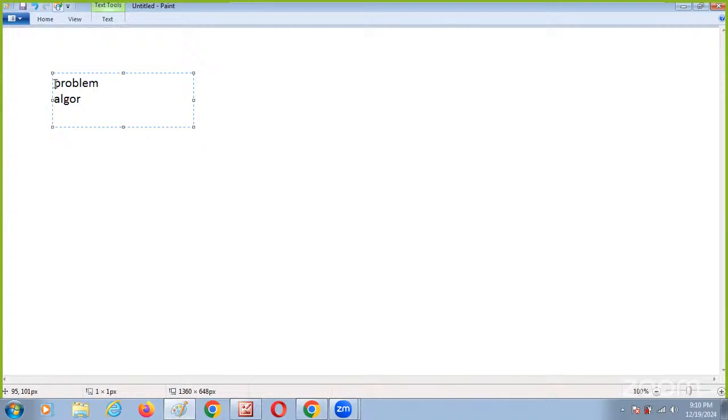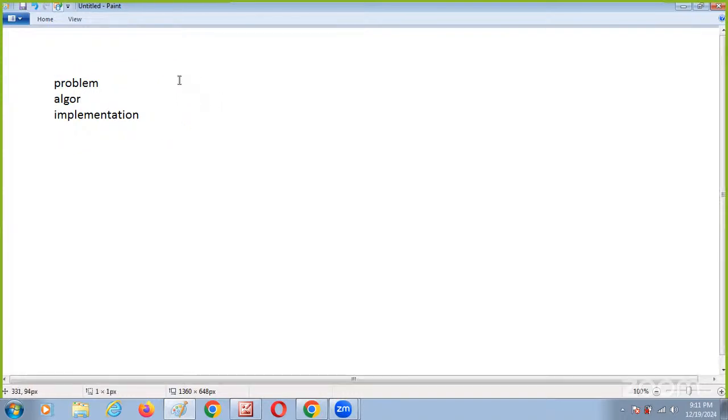So we design the algorithm for the problem statement, and by using the algorithm we need to solve the problems. That means implementation. After implementation, we have one more step, which is analysis.